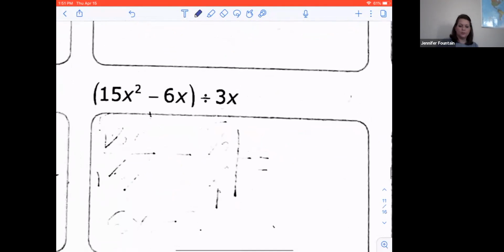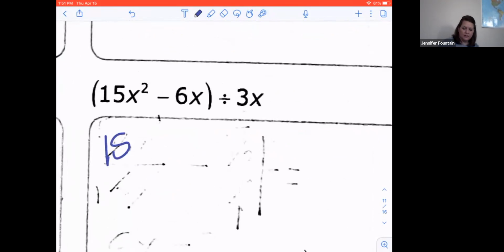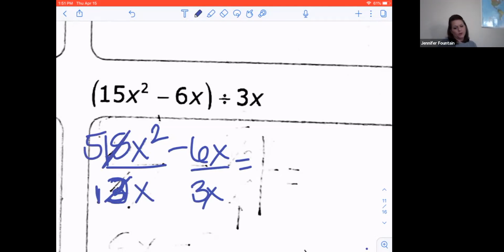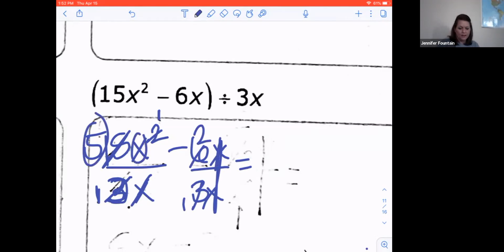And then the last one in this row. 15x squared minus 6x over 3x. So 3 divided by 3 is 1. 15 divided by 3 is 5. X squared divided by x. This x cancels. This becomes x to the first. 3 divided by 3 is 1. 6 divided by 3 is 2. But then my x's cancel. So I've got 5x to the first minus 2.